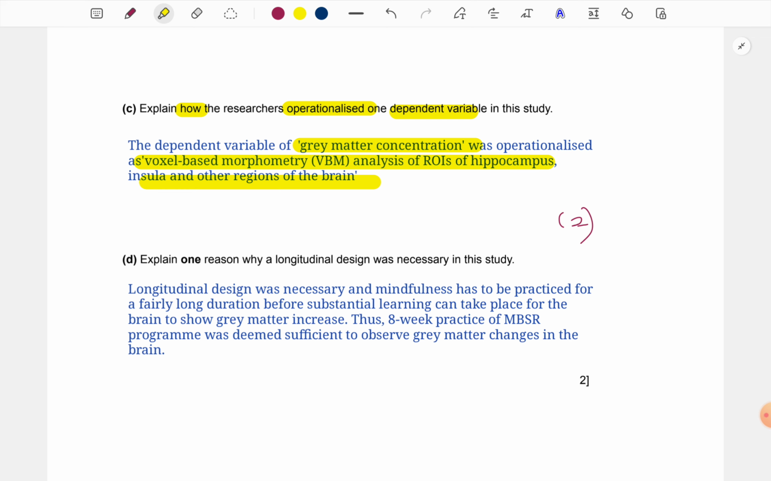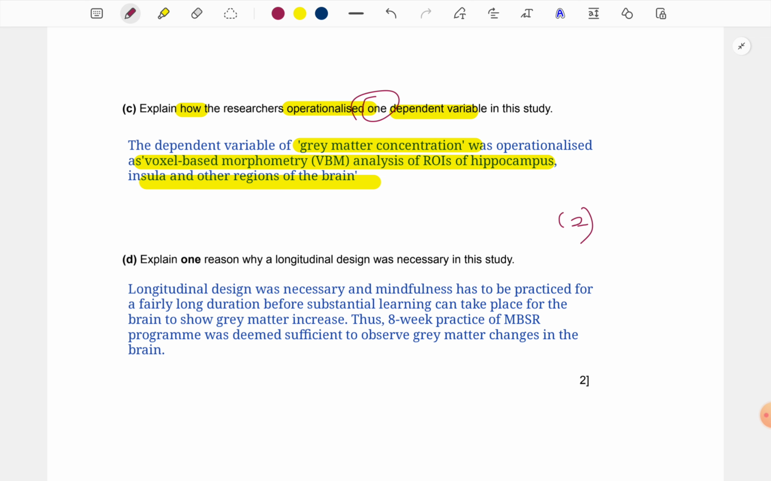VBM writing is very important. So students will tell me, what if we don't remember VBM or we don't remember the full form? Then don't write about gray matter increase. They've asked you one dependent variable. So you can talk about the FFMQ again, more or less similar to what we wrote in quantitative data. Take up that one if you find this one difficult.